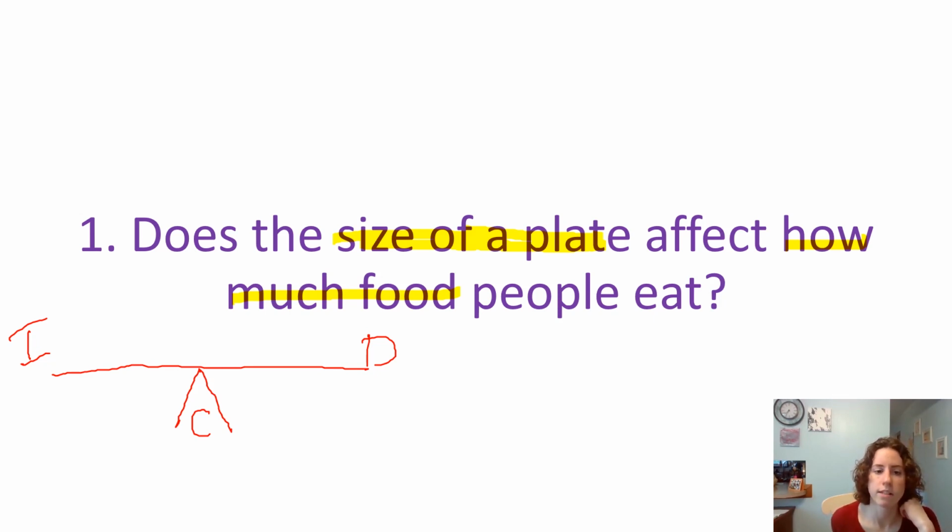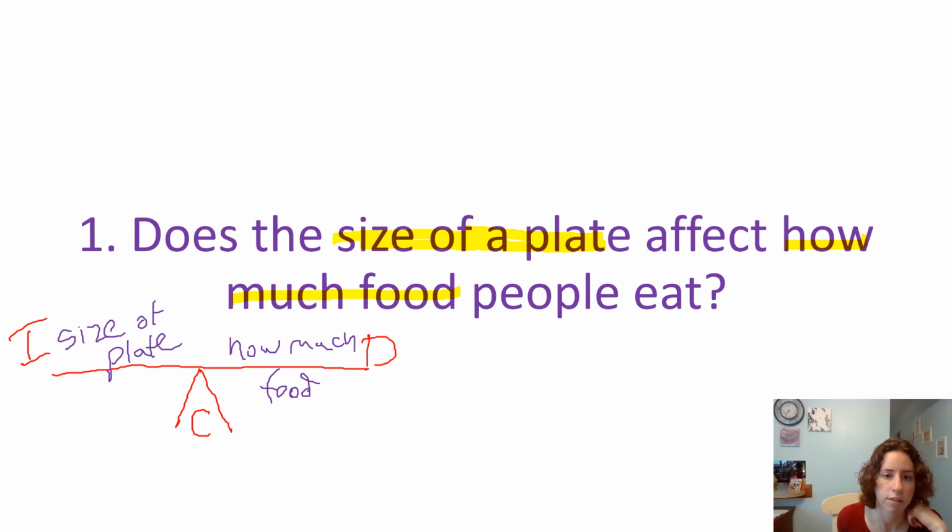So now I just have to figure out which of these things am I, the investigator, changing? The amount of food people eat depends on the size of the plate. I'm going to go ahead and put how much food people eat depends on the size of the plate. So in other words, size of the plate is the independent variable, and how much food is the dependent variable. So those are the only ones that are actually written in the question.